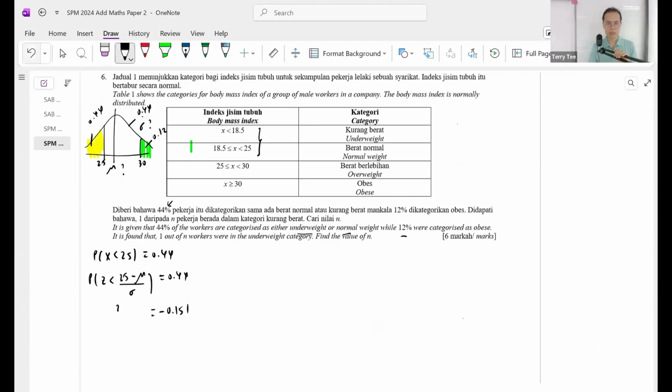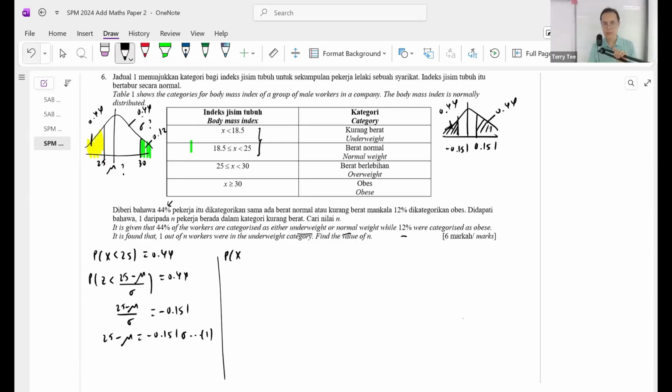For those who don't know about the negative, let me just explain this. When you read from the table, if this is 0.151, this area is 0.44. But on the left-hand side it is the same. It says that it's negative 0.151. This area is also 0.44. Since it's on the left, you can see the arrow is pointing to the left, right? Our sketch is on the left-hand side. So add a negative here, make this the first equation.